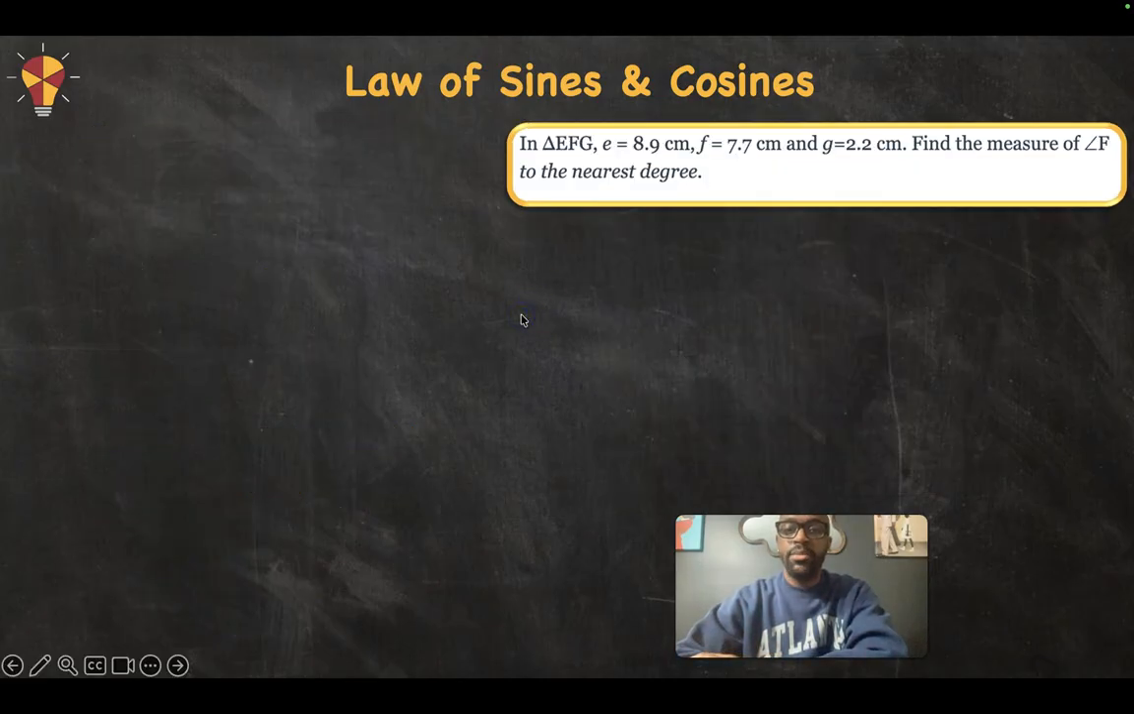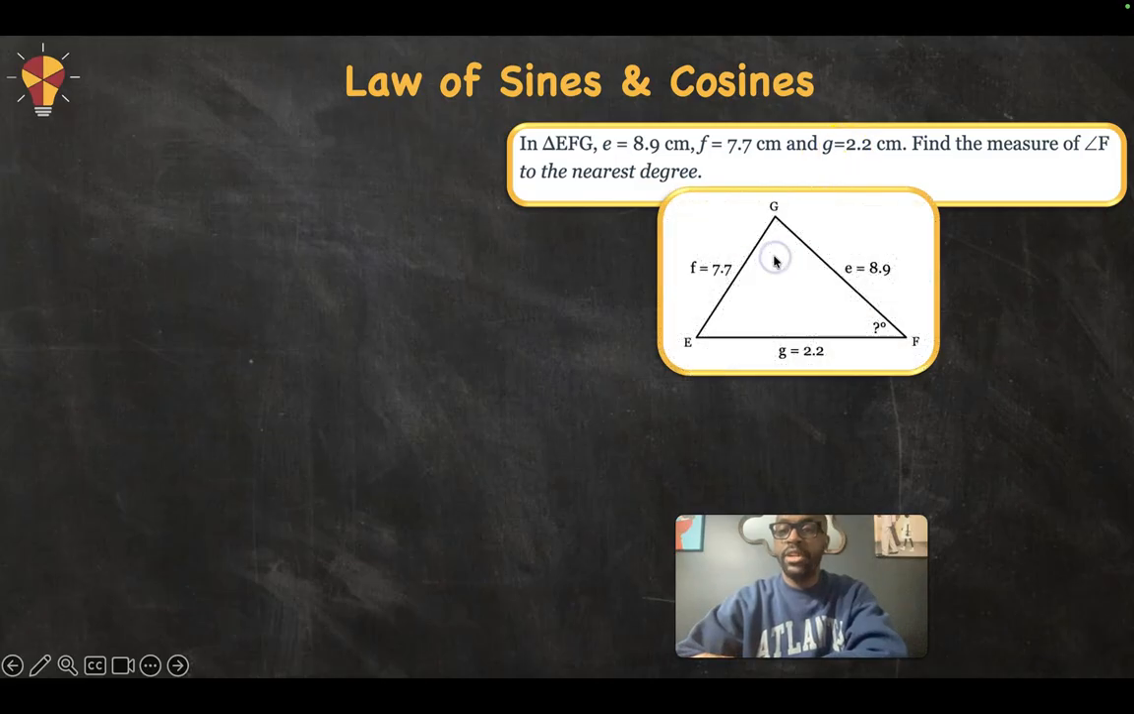So let's look at our next example. In triangle EFG, lowercase e is 8.9, f is 7.7, g is 2.2. That already tells you all three sides are given. So that's the first thing on the checklist: are all three sides given? Yes. So that means you'll use the law of cosines to find the missing angle.